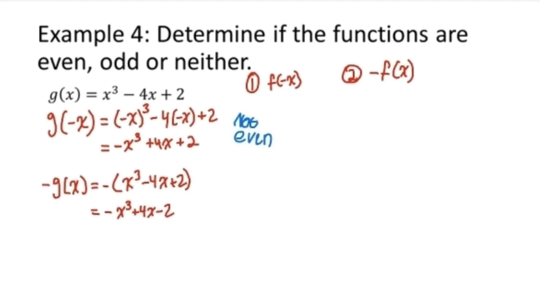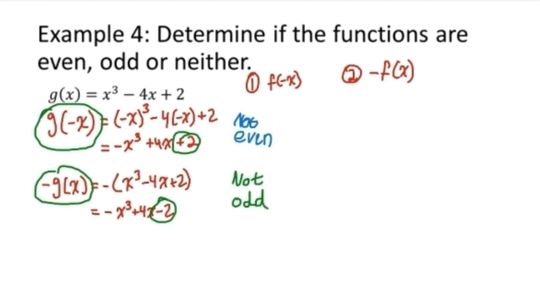To test for odd, we want negative g of x to be equal to g of negative x from the definition. But if we compare the two, 2 out of the 3 terms are the same. The terms that are not the same is g of negative x has a plus 2, negative g of x has a minus 2, and there's no way I can simplify from there. So g of negative x is not the same as negative g of x, so our function is not odd.